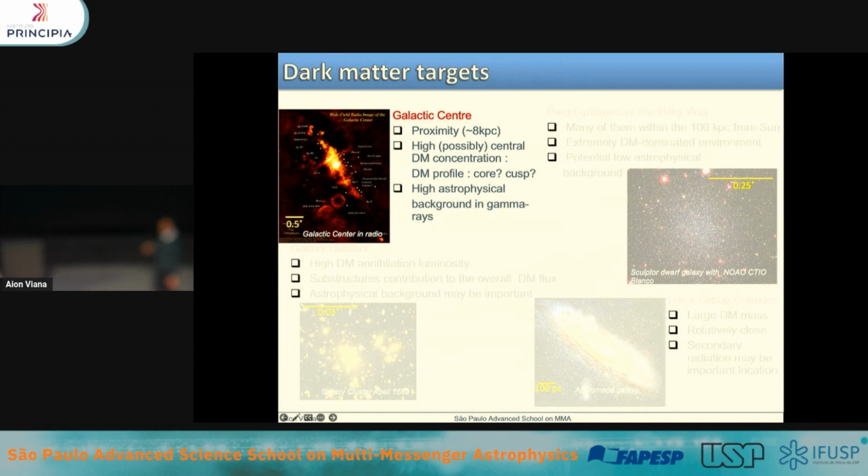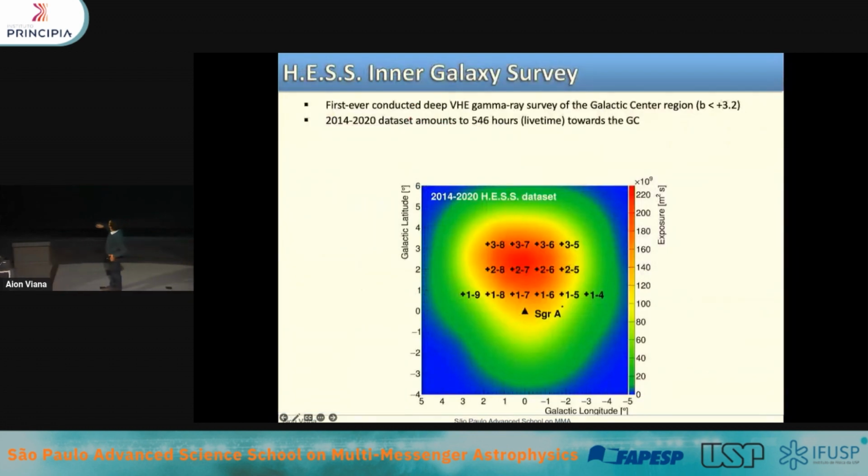Now, let me tell you a little bit about the galactic center. The galactic center has been observed by IACTs, in particular by H.E.S.S. H.E.S.S. is the only IACT in the southern hemisphere, so it's the only one with a constant observation of the galactic center at very low zenith angle. It has been conducting a deep, very high energy survey of the galactic center, which covers a very large area around it, up to 5 to 6 degrees.